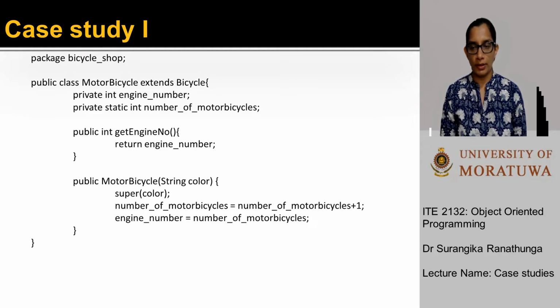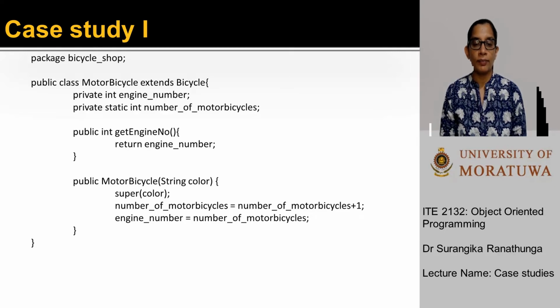Here's the logic for the motor bicycle. It extends the bicycle class. That means the color attribute is inherited by the motor bicycle now. In addition, it has the engine number. So this color attribute has to be set based on the value we get from outside. So the motor bicycle constructor has a color string parameter coming in. However, inside the motor bicycle class, we don't have any color attribute to set this value. So what we do is we use the super keyword and pass the value we have to the superclass constructor where the color attribute will be set.